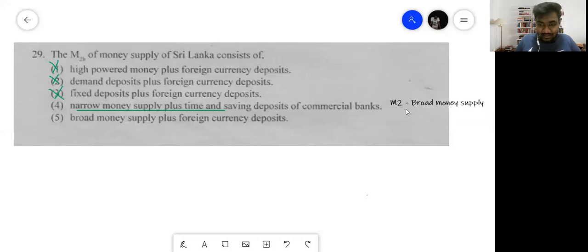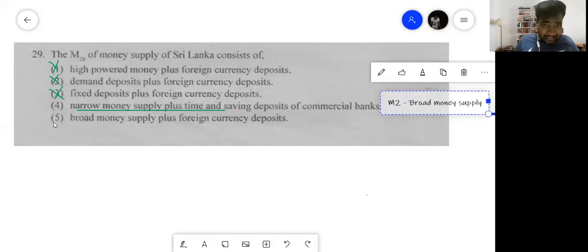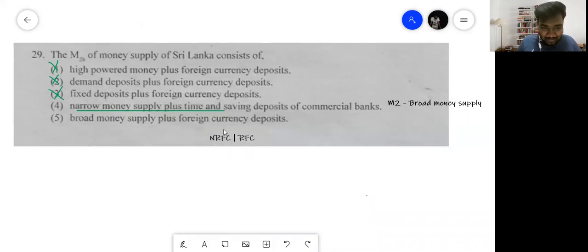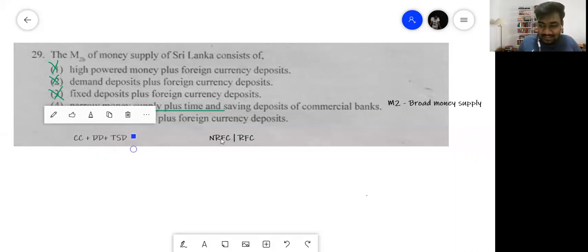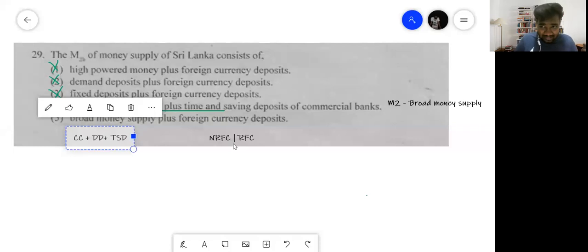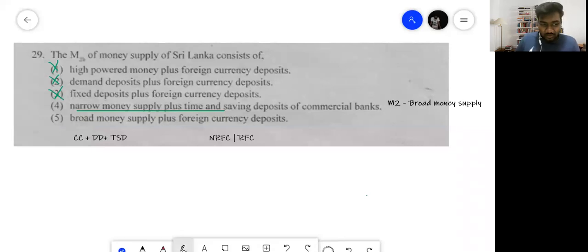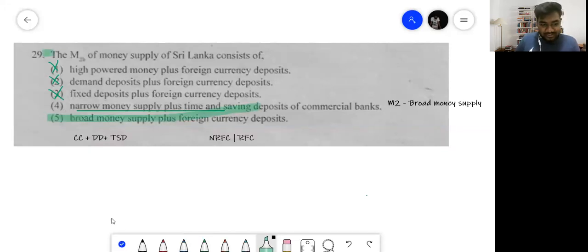So that is that. So then what is M2B? It's the fifth one, right? It's broad money supply, M2 plus foreign currency deposit account. That is NRFC, non-resident foreign currency, and resident foreign currency. So those are foreign currency deposit accounts. So M2B is M2, that has currency held by public, demand deposits, and time and savings deposits also, plus your NRFC and resident foreign currency banking units. So again, a very, very direct question. We go with answer number 5 for question 29.